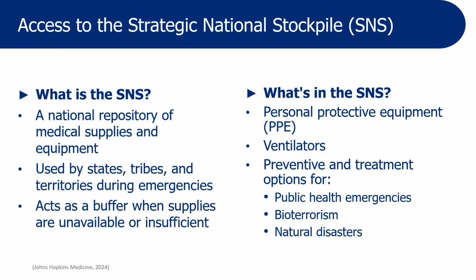The Strategic National Stockpile, also known as the SNS, is a national repository of medical supplies and equipment. States, tribal nations, and territories can use it to respond to various emergency events as needed. The SNS also serves as a buffer when supplies are unavailable or insufficient. The SNS contains personal protective equipment (PPE), ventilators, and various preventative and treatment options for public health emergencies, bioterrorism, or natural disasters.